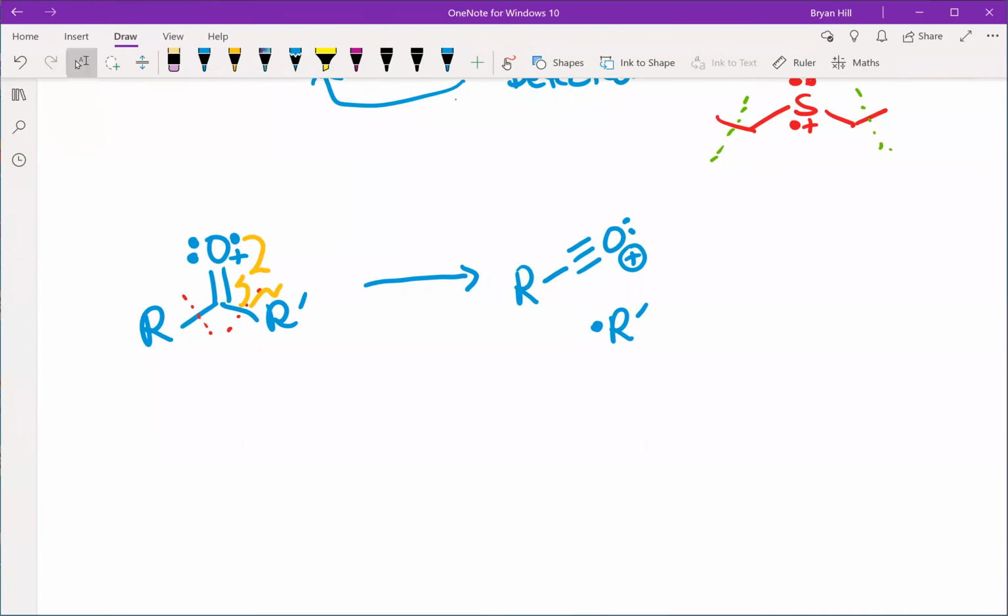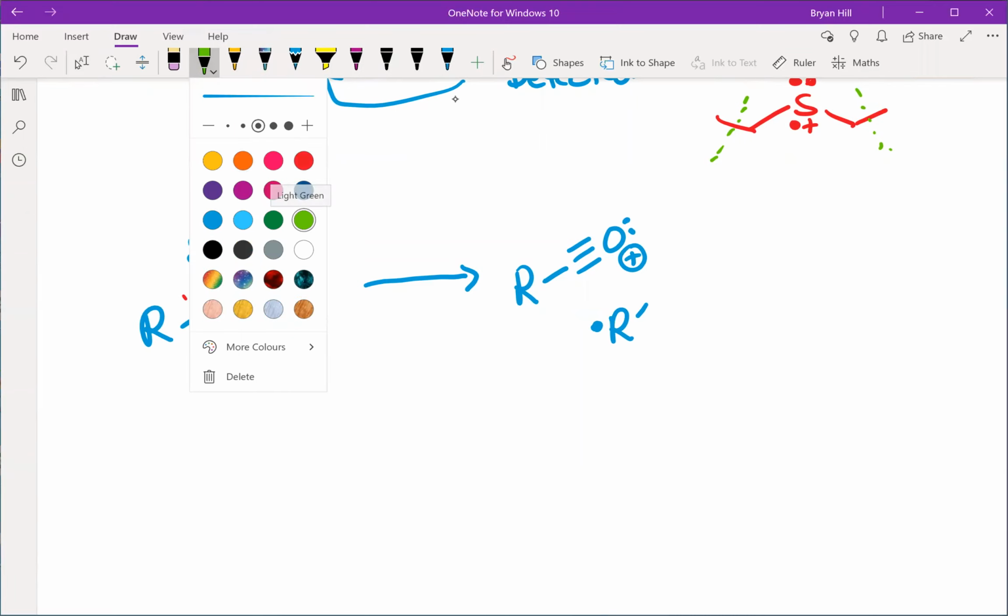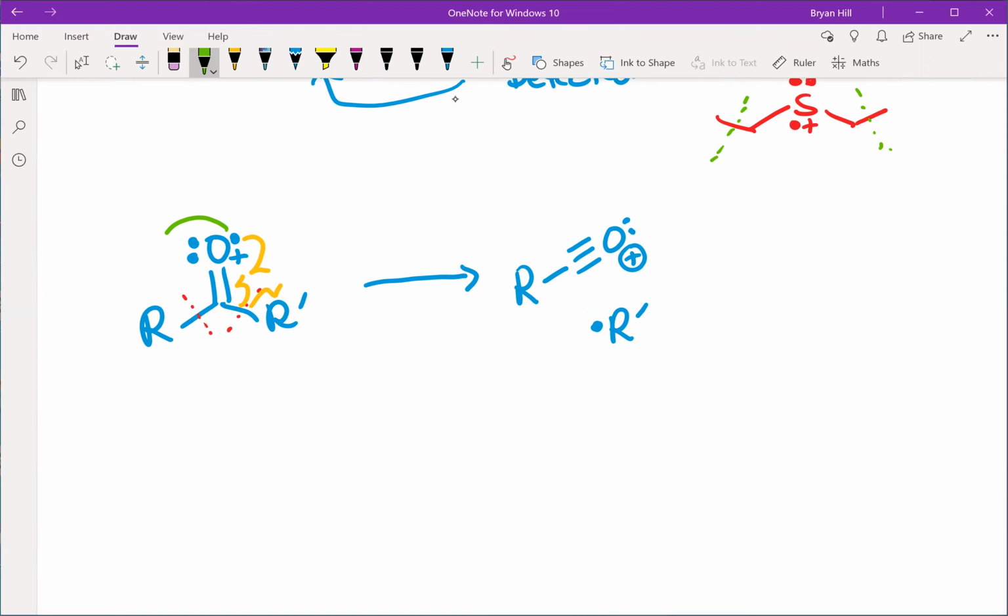And then you could do the exact same sort of pattern on the other side, which is green this time, and have R radical, R prime plus. And so what we're going to see is that for functional groups with heteroatoms, this sort of alpha cleavage is a popular fragmentation pattern.